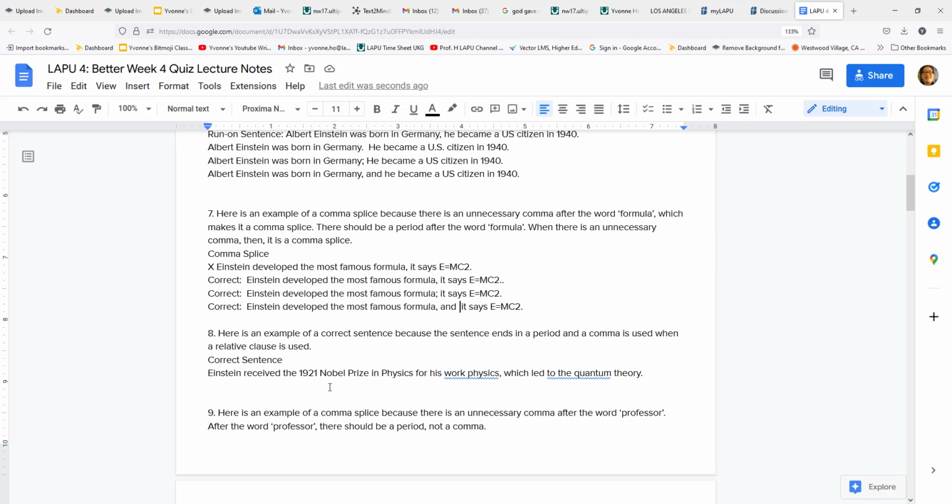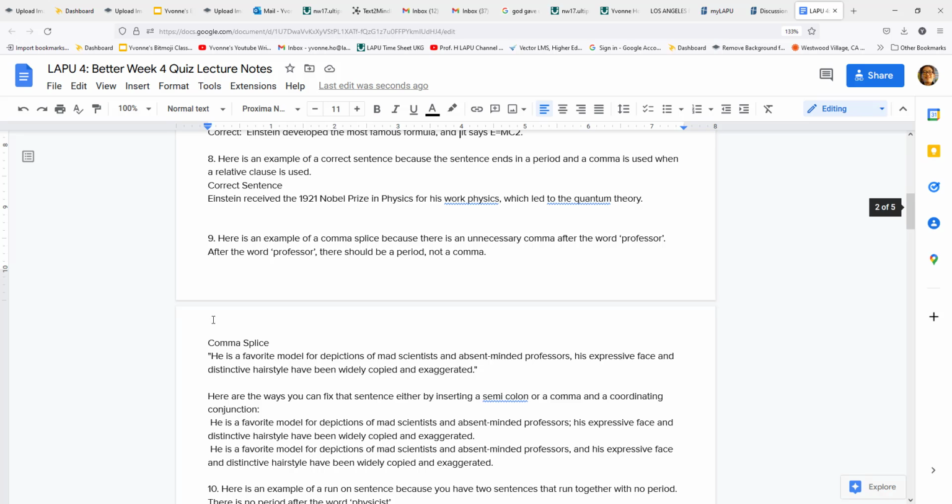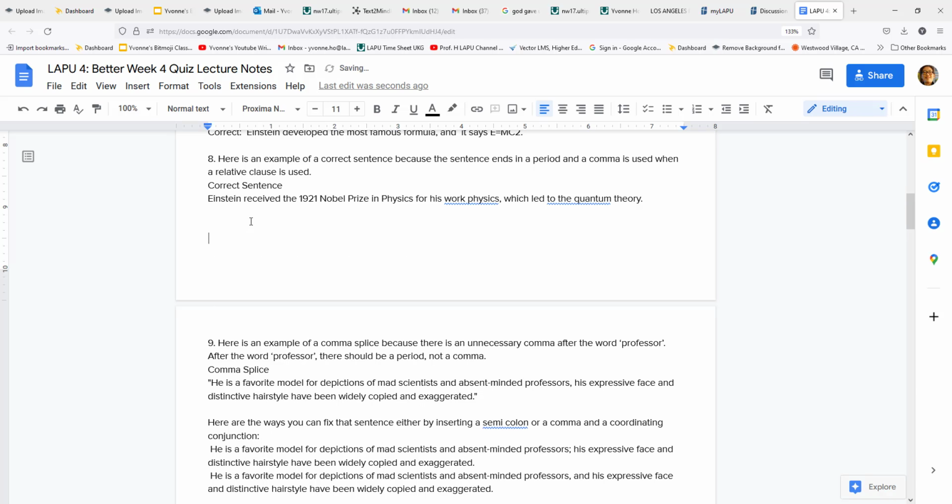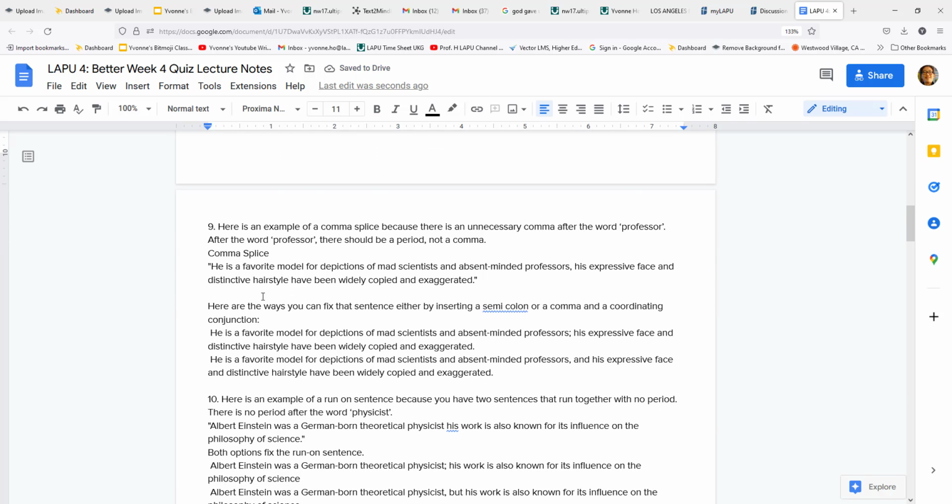Einstein received the 1921 Nobel Prize in Physics for his work in physics. And so here you have a comma because whenever you have a relative clause, you need to have a comma, which led to the quantum theory. Okay, and then here is an example of an unnecessary comma. So whenever you have an unnecessary comma, then it's a comma splice.